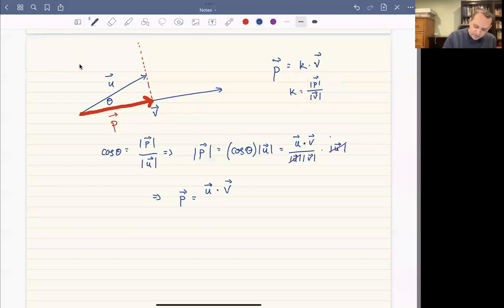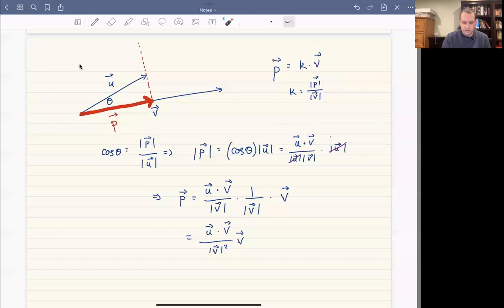So once we put everything together, we get the dot product of U and V divided by the length of V. So that's the norm P part, the length of P, times 1 over V times V. Okay, and so this is going to be U dotted with V divided by the length of V squared times V. Okay, again, just pay attention to what's happening here.